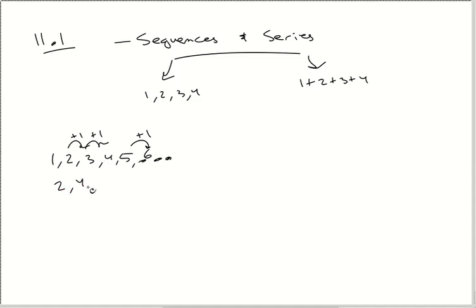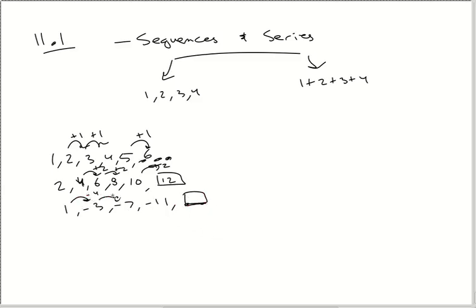Here's another one. 2, 4, 6, 8, 10. What's the next number? 12. Exactly. How did you know? Because I'm adding 2 each time. Plus 2. Now 1, negative 3, negative 7, negative 11. What's the next number? That one's a little more difficult, but if you could see, we're actually subtracting 4. And so here I subtract 4 and get negative 15.